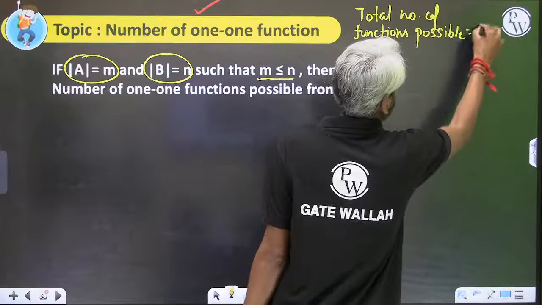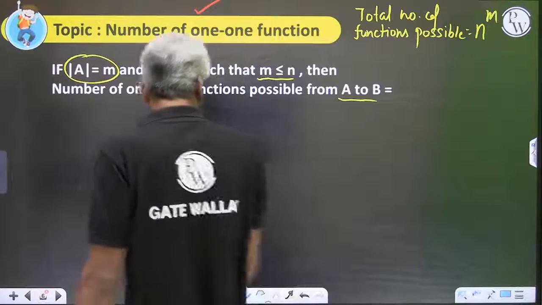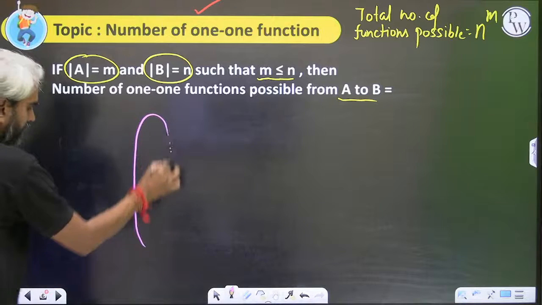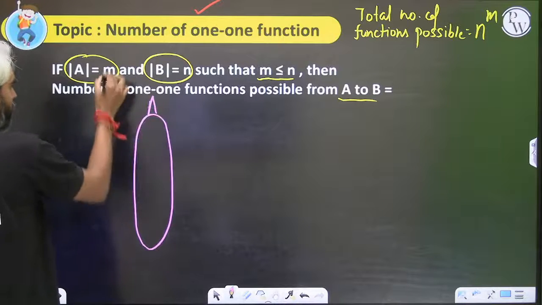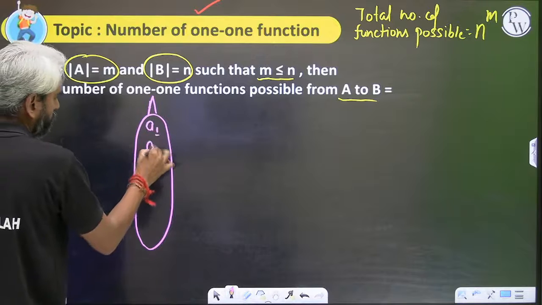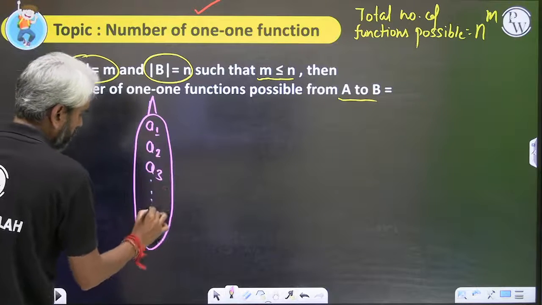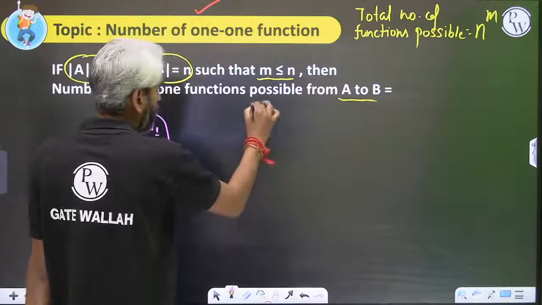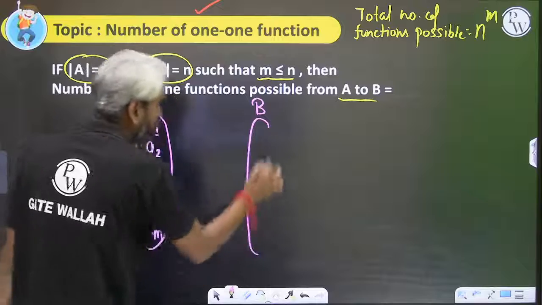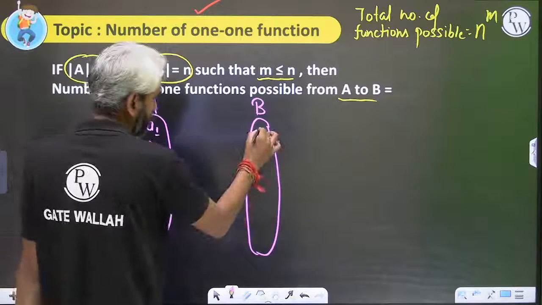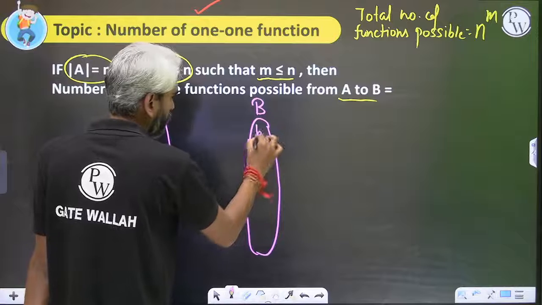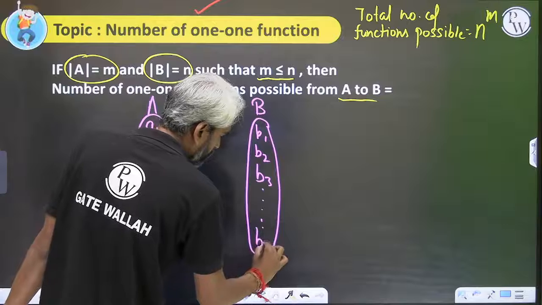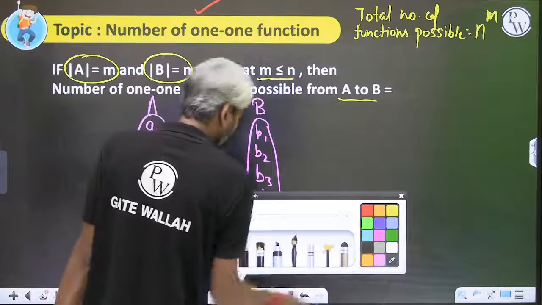Total number of functions possible are obviously n raised to the power m. We have already discussed this in the last class. Now, let's assume that we have a set A which contains m number of elements, that is A1, A2, A3, up to Am. Let's have a set B in which the number of elements is n, call it B1, B2, up to Bn. How many functions are possible?